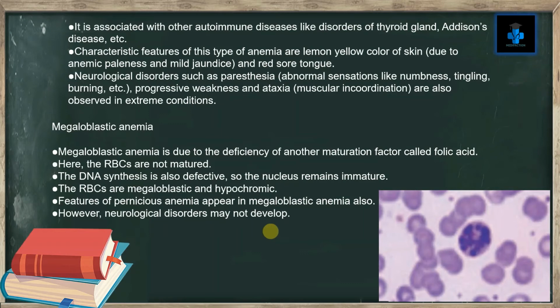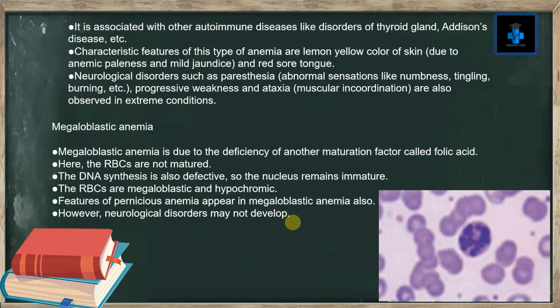Characteristic features of this type of anemia are lemon yellow color of skin due to anemic paleness and mild jaundice, and red sore tongue. Neurological disorders such as paresthesia, which means abnormal sensation like numbness, tingling, burning, etc. Progressive weakness and ataxia or muscular incoordination are also observed in extreme conditions.